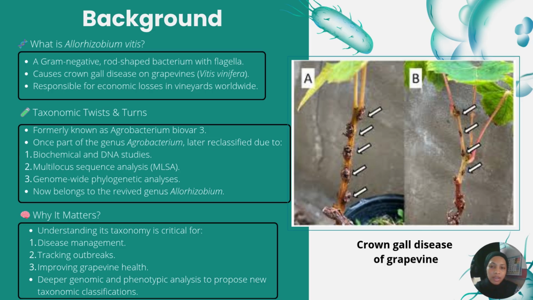Why does it matter? Understanding its taxonomy is crucial. It helps with managing crown gall disease, tracking outbreaks, and protecting grapevine health. That's why deeper genomic and phenotypic analysis is so important to propose a new taxonomic classification.